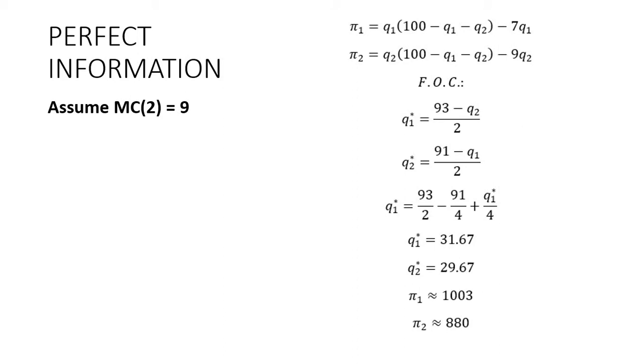So first we will have to start with perfect information. Let's assume that the marginal cost of the second firm is equal to 9. You probably remember the algorithm of solving the Cournot duopoly game with strategic uncertainty, because this is an assumption of the Cournot game.